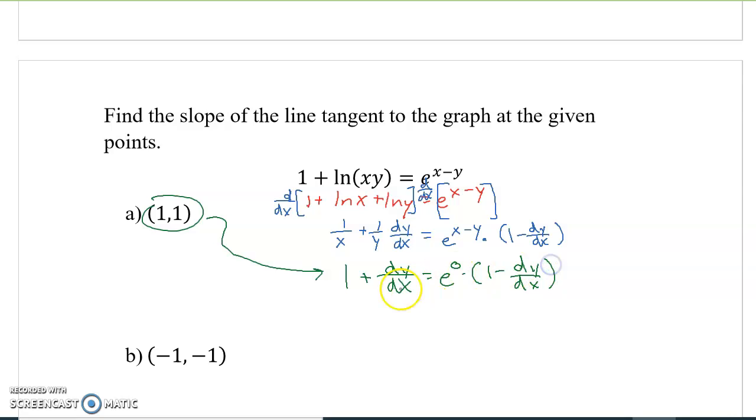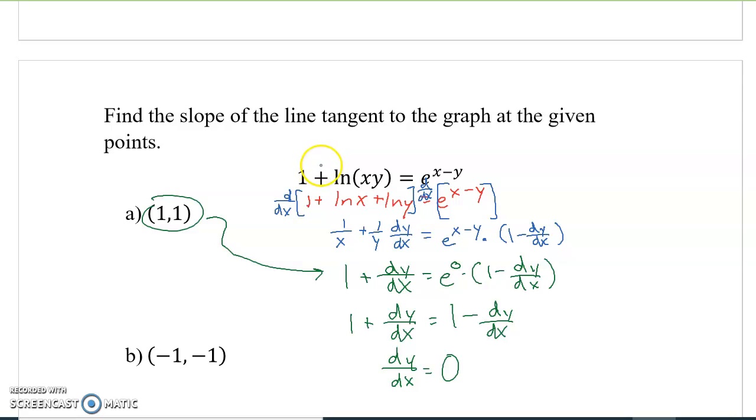Well, e to the 0 is 1. So we have 1 plus dy/dx equals 1 times 1 minus dy/dx. Okay, add dy/dx, subtract 1, divide by 2, we get dy/dx equals 0. So this is a place where we have a horizontal tangent line.